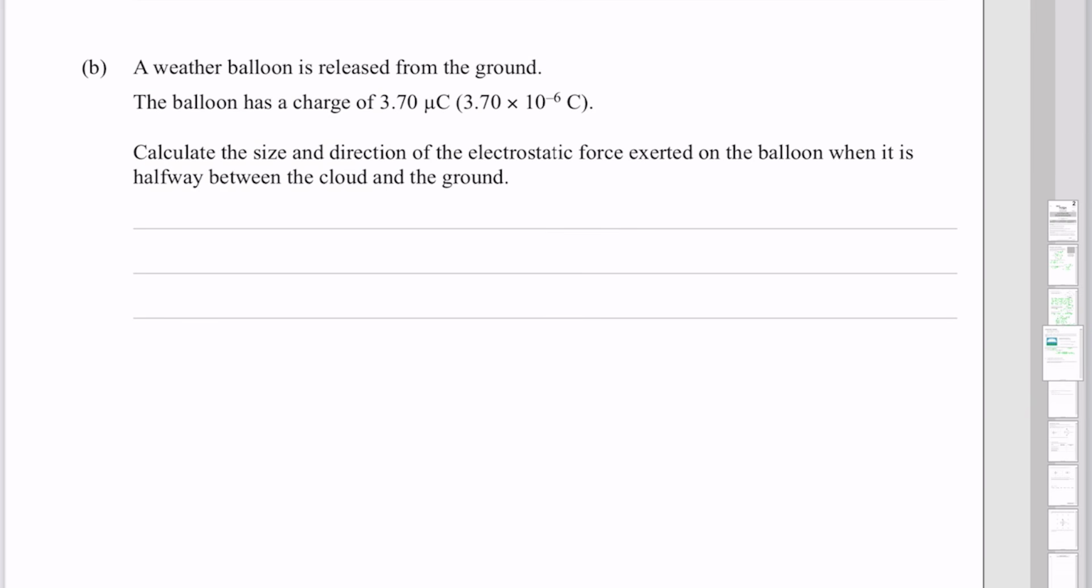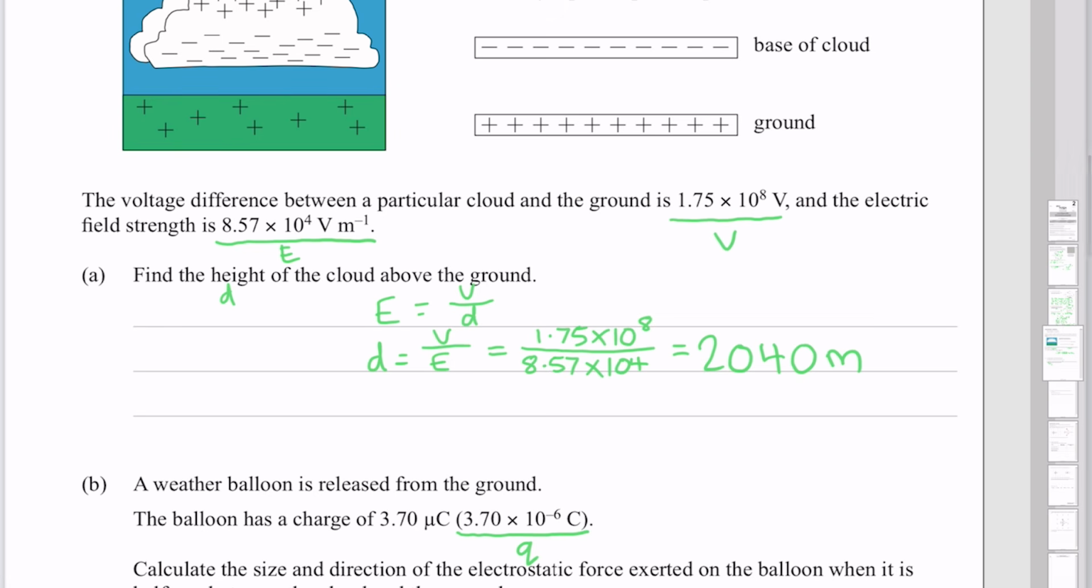The weather balloon is released from the ground. The balloon has a charge of 3.7 microcoulombs, which they've kindly written out in full here. Calculate the size and direction of the electrostatic force exerted on the balloon when it is halfway between the cloud and the ground. And so here we're given our charge, and knowing our electric field, we can use the equation that force is equal to our electric field times our charge. We know the electric field from up here.